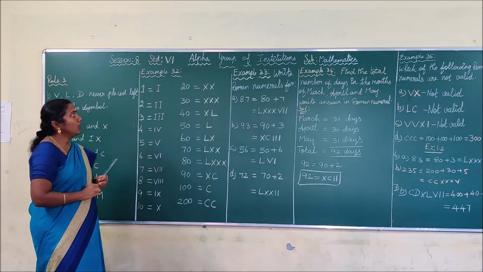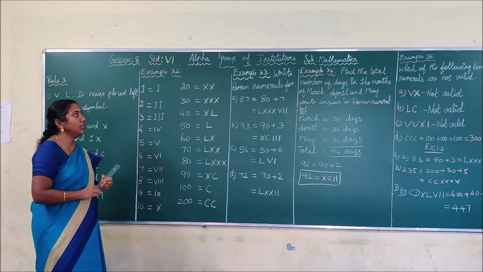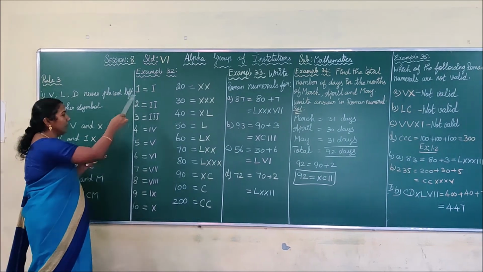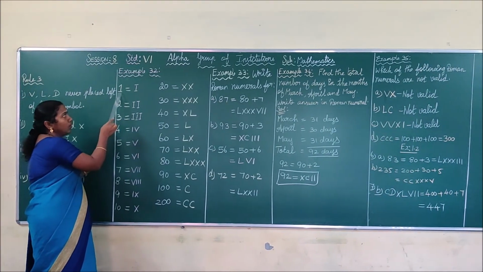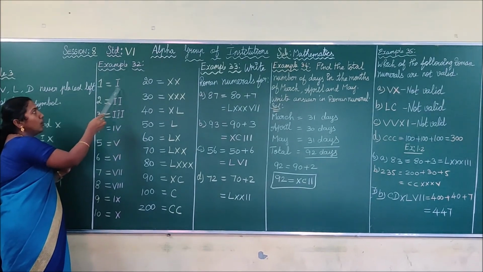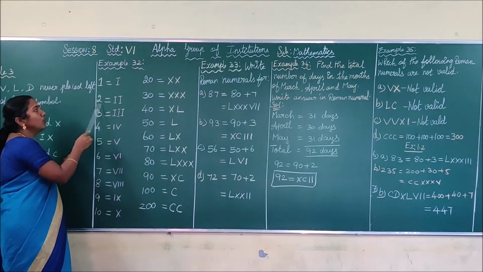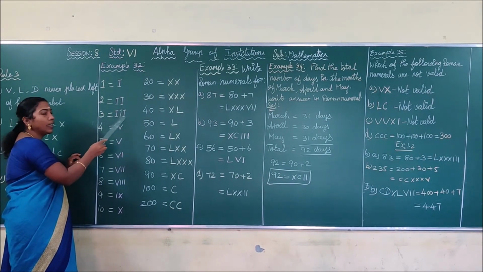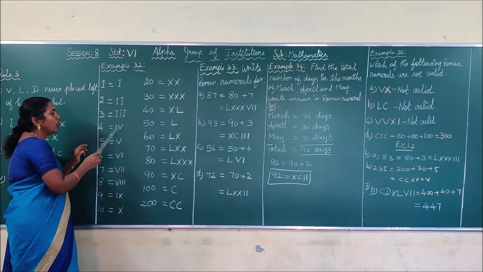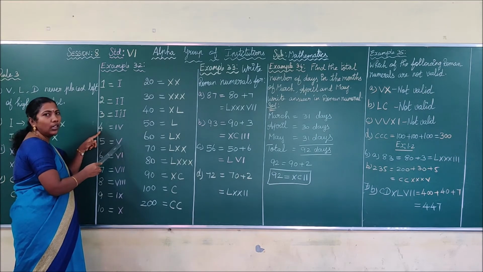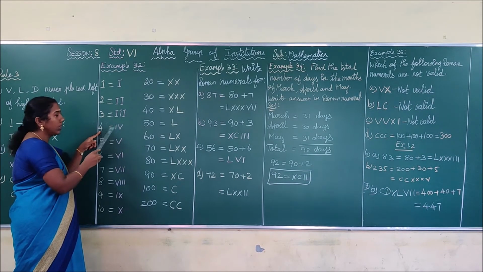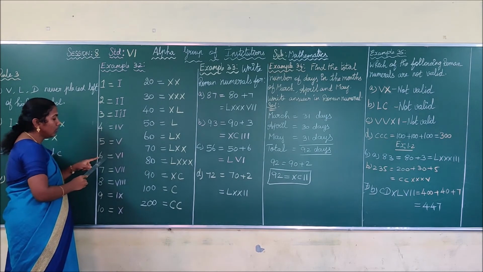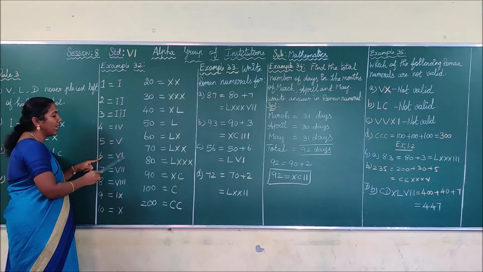Okay. Now we are going to see example 32. Example 32 is, you have to write the Roman numerals for the given numbers. These are the given numbers. What is the Roman numeral for 1? Yes, you have to write I. For 2, you have to write I two times. That is II. For 3, III. For 4, you have to subtract 1 from 5, which is the Roman numeral for 4. That is IV. What is the Roman numeral for 5? V. What is the Roman numeral for 6? You have to add I with V.